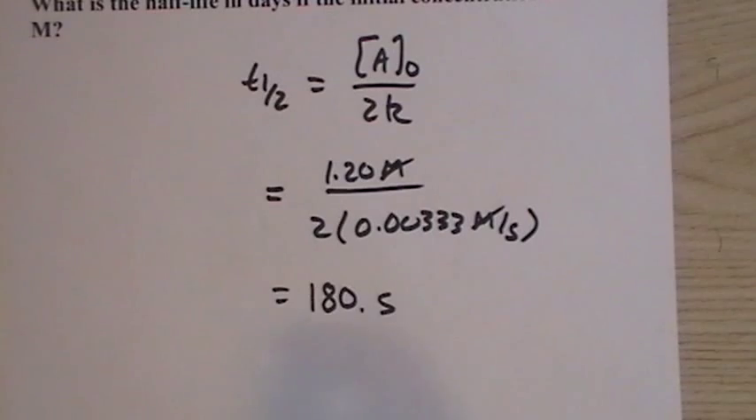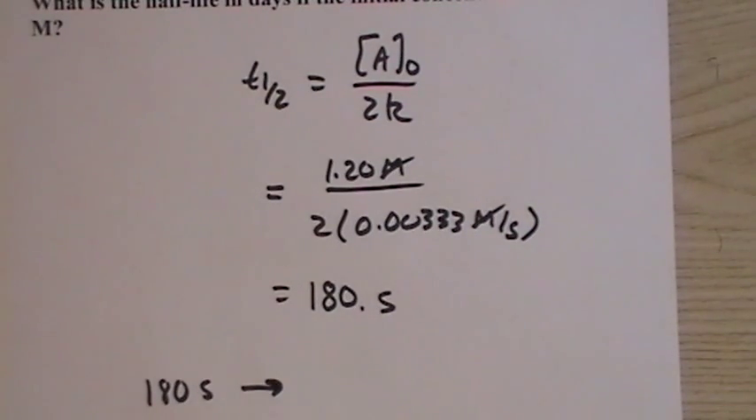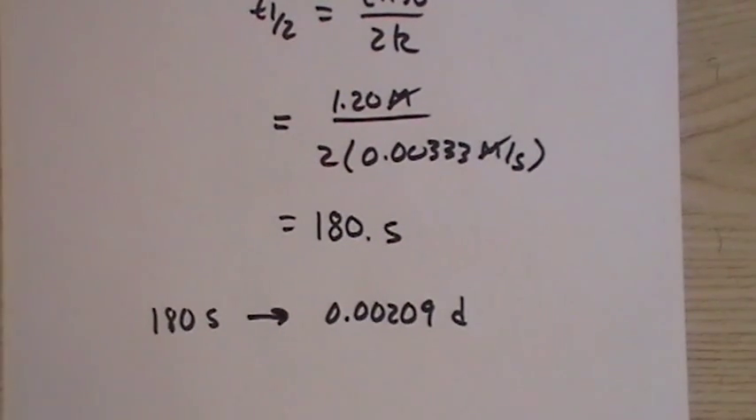So we have half-life in days. Our half-life is in seconds, 180 seconds, and we got to convert that to days. So divide by 3,600 seconds per hour. That gives us hours. Divide by 24. That gives us days. So it's going to be 0.00209 days. You can just write D. When you know what you're dealing with, you don't have to put days, you can just put D. And that's the deal.